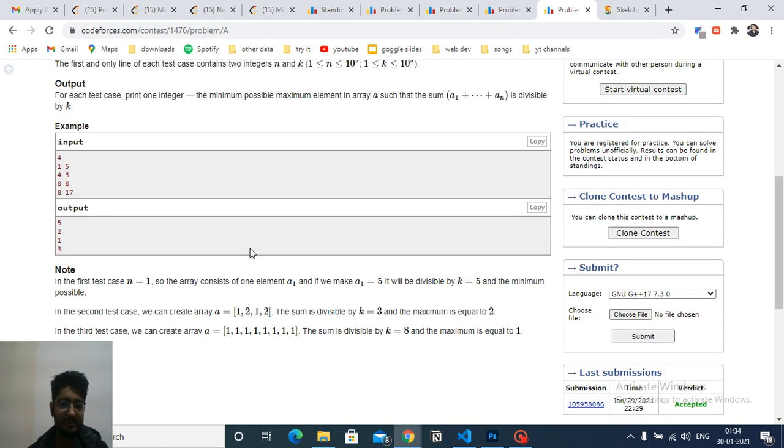Okay, so as you can see in this problem, if there is only one element you have to form, the element should be divisible by k. Because n is 1, you always have to put the whole total sum in that one element, because you have to make it divisible by k.